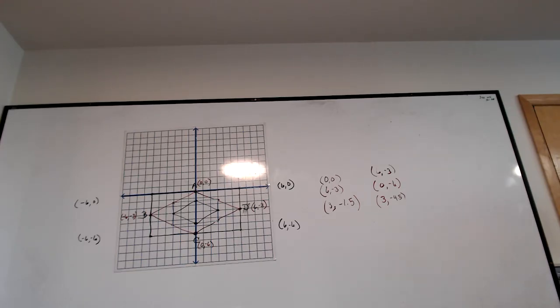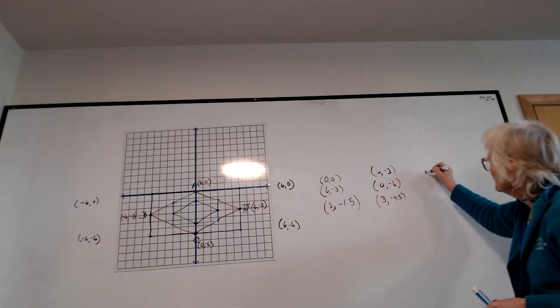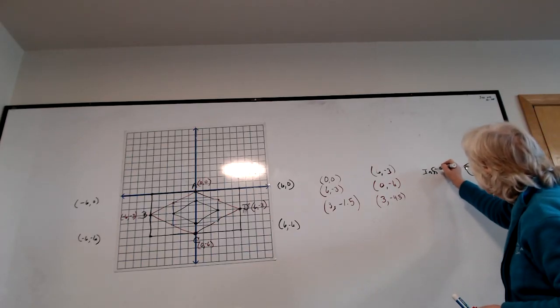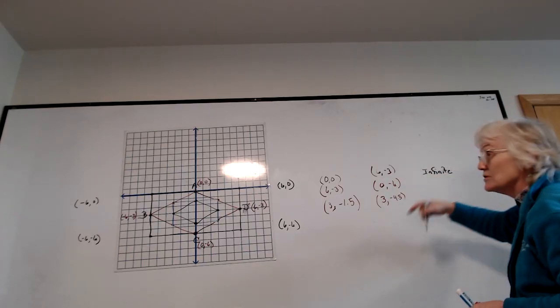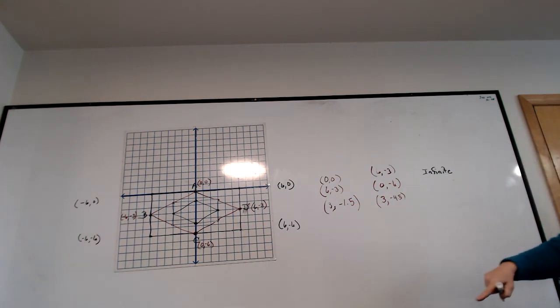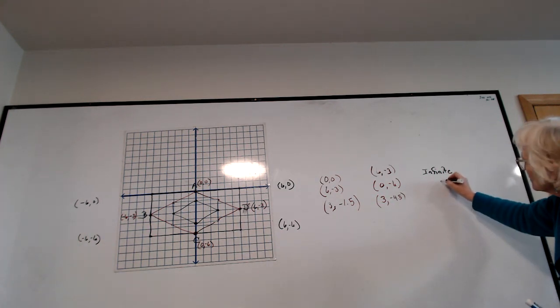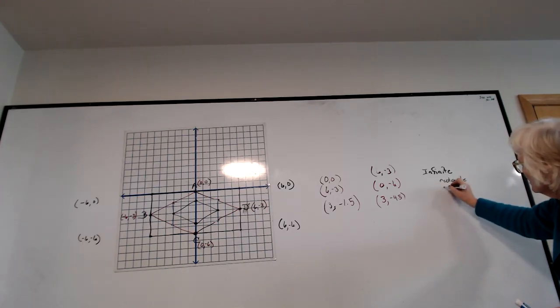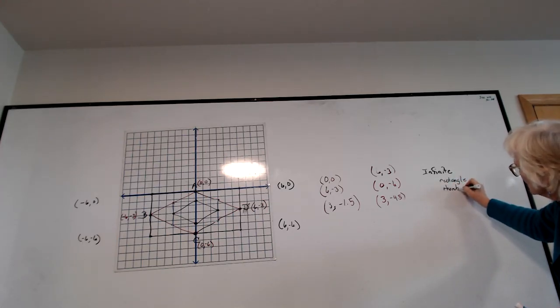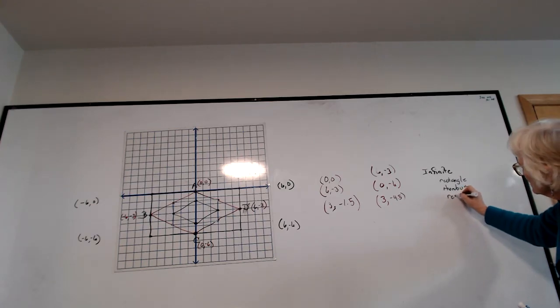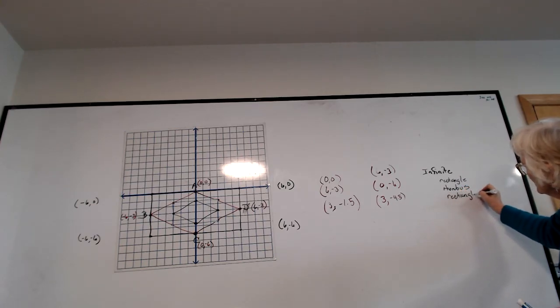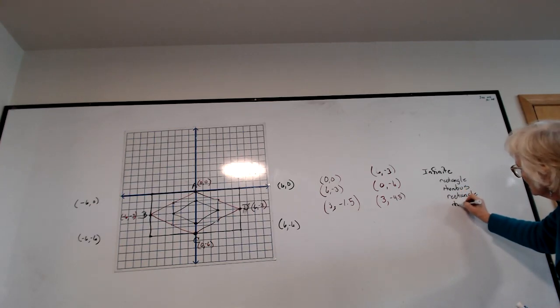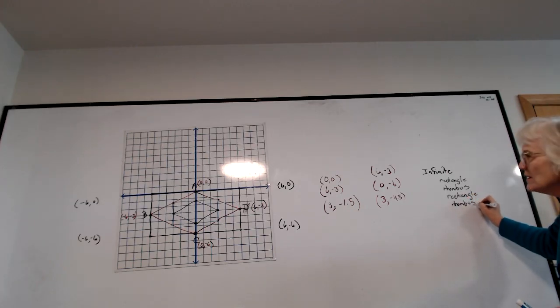That's called an infinite series. I can continue to do that until they're minuscule, okay? This infinite series is made by just connecting the midpoints of the figure, but it goes rectangle, rhombus, rectangle, rhombus. Okay. Now I have a question.